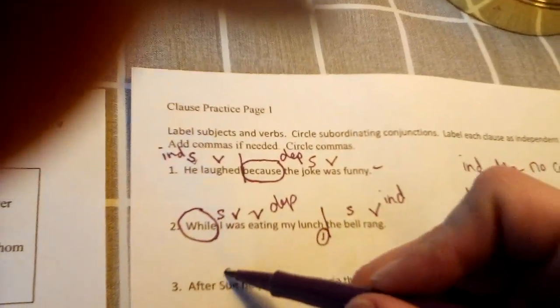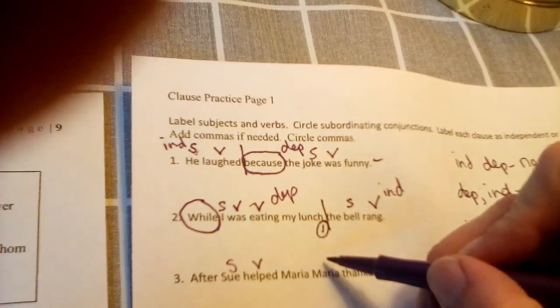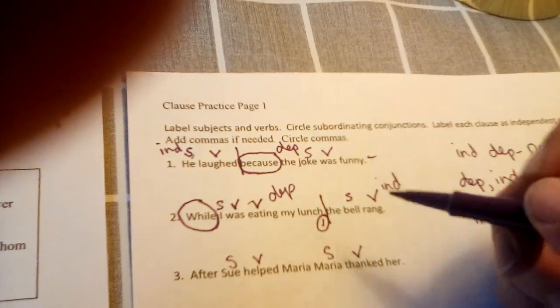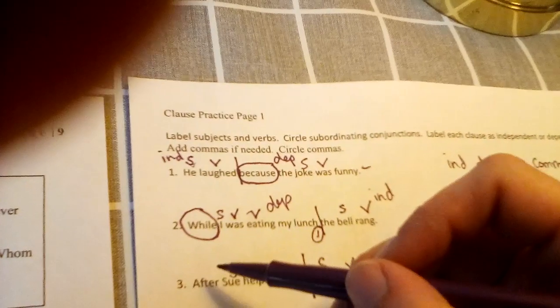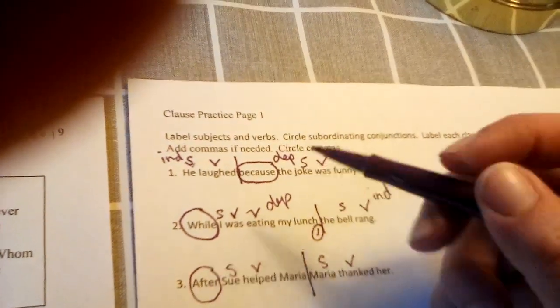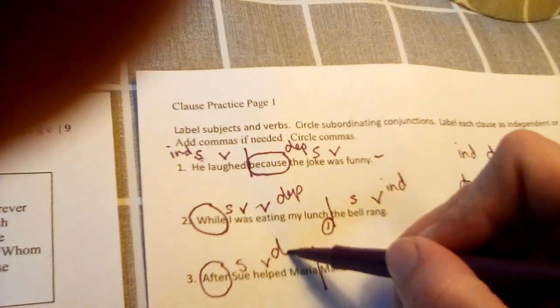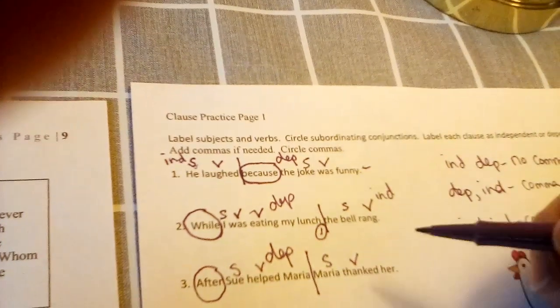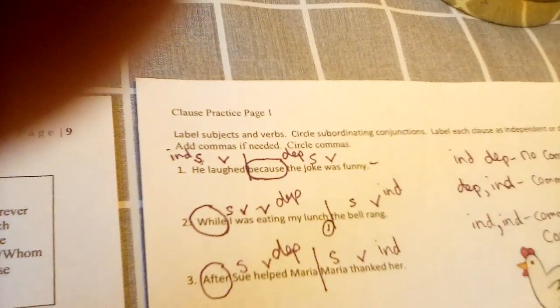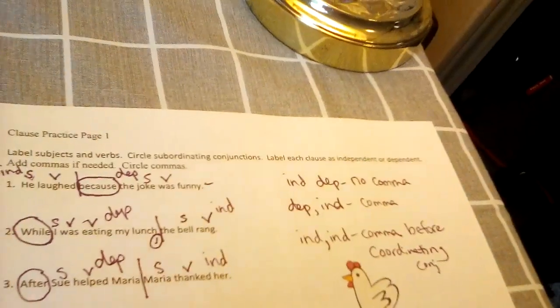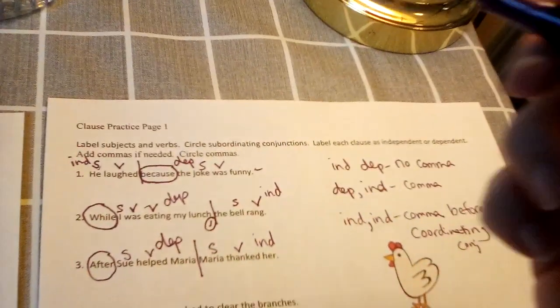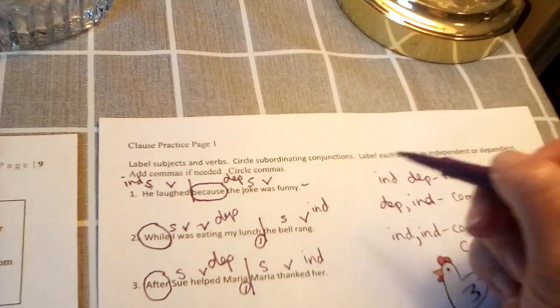So we've got Sue helped, Maria thanked. Then, so that means we've got 2 clauses. There is our subordinating conjunction. That means this clause is dependent. This clause is independent. So then if we look over here, or we took our little notes, that means that we do need to add a comma here.